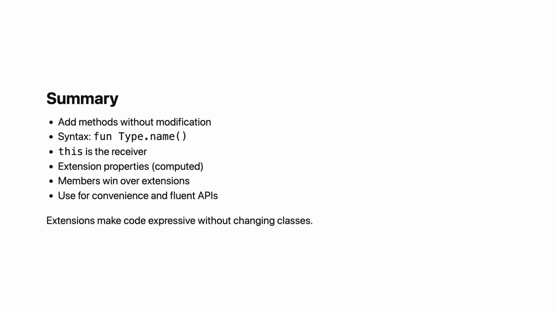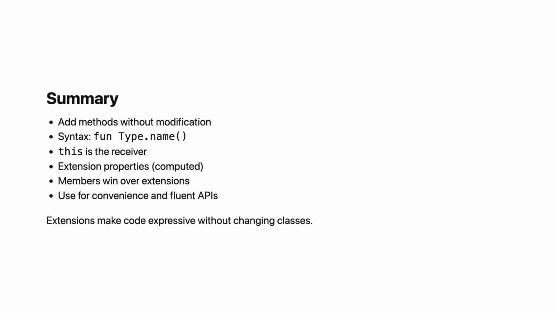Extensions can be defined on nullable types. fun String?.orEmpty(): String = this ?: "". Now you can call orEmpty on any String?, even if it is null. val s: String? = null. s.orEmpty() returns an empty string. This is how many null-safe utilities work. They extend the nullable type directly. Be careful, if the receiver can be null, you must handle it in the function.